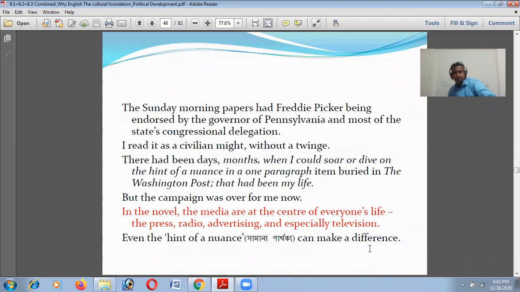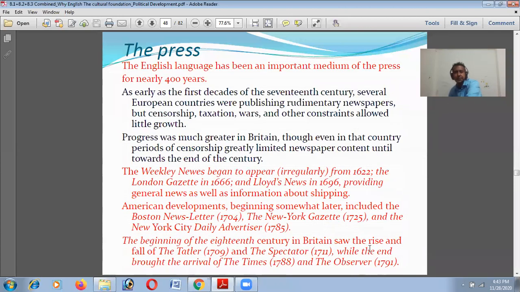In the novel, the media are at the center of everyone's life. The press, the radio, advertising, especially the television, everywhere we see the presence of the English language. The English language has been an important medium of the press for nearly 400 years. Press then means the newspaper.